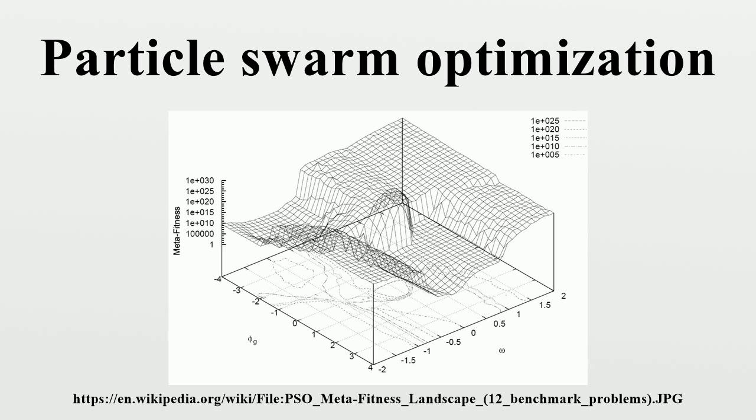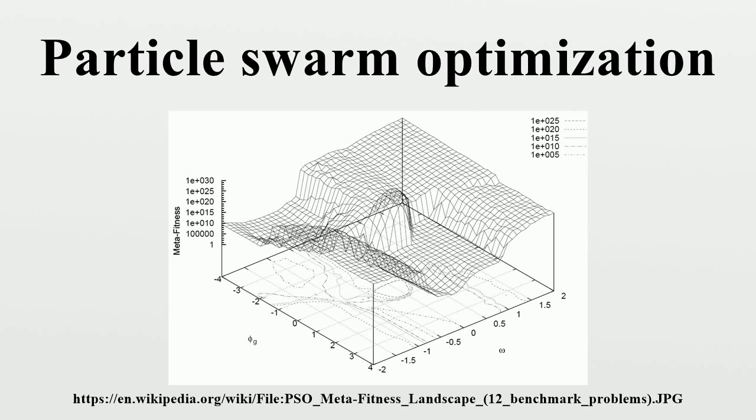Formally, let f be the cost function which must be minimized. The function takes a candidate solution as argument in the form of a vector of real numbers and produces a real number as output which indicates the objective function value of the given candidate solution. The gradient of f is not known. The goal is to find a solution a for which f(a) ≤ f(b) for all b in the search space, which would mean a is the global minimum. Maximization can be performed by considering the function h = -f instead.